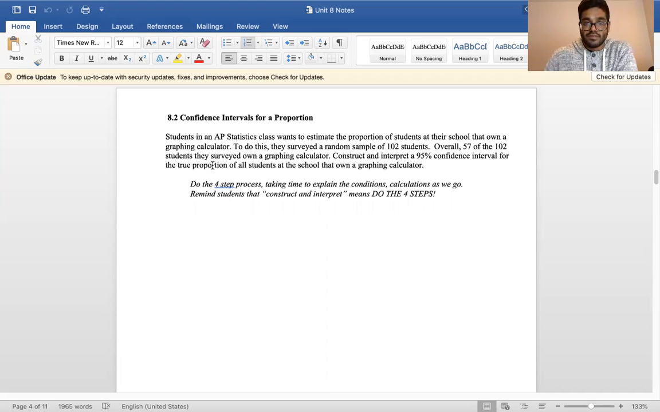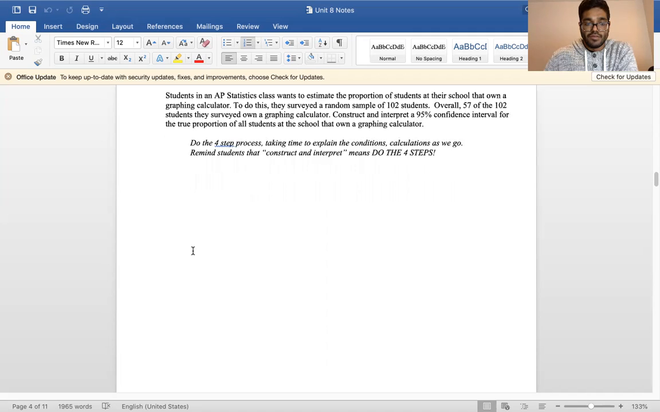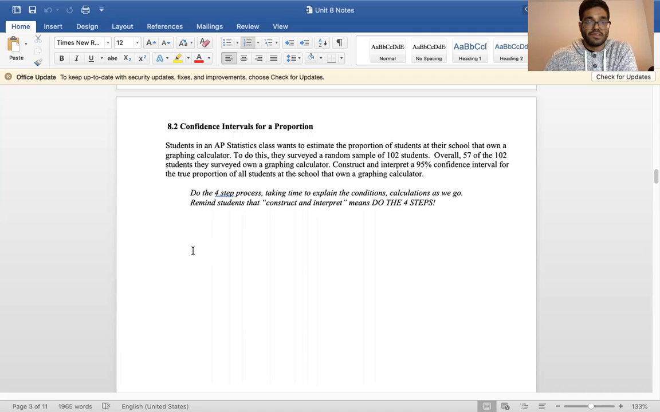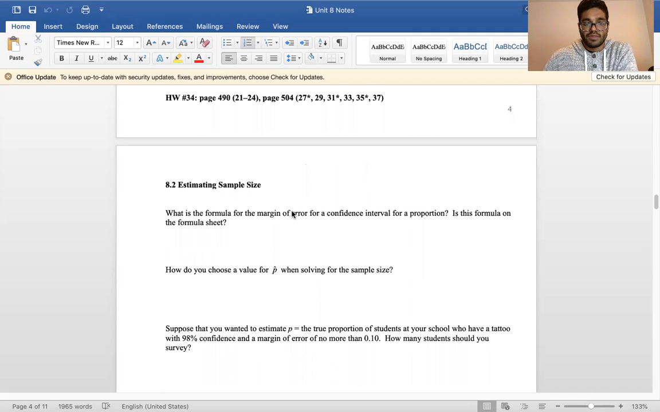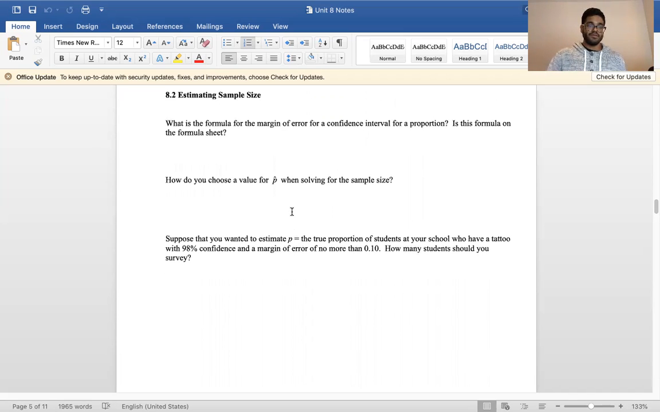I want to do this in class together, so we can spend some time, ask questions, and go over it together. You'll see the whole four-step process again, but it's pretty useful. Like I said, we're going to use this four-step process a lot between now and the end of the semester. So we'll go through this together as a class. But what we can do is talk about the second part of 8.2, which is estimating sample size.